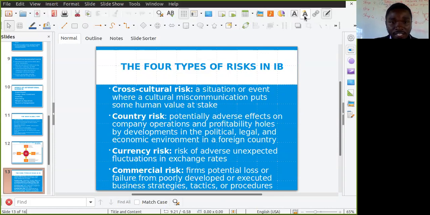The second risk is country risk. Potentially adverse effects on company operations and profitability caused by developments in the political, legal, and economic environment in a foreign country. We have seen up to this point that the political structure of a given country is going to determine how well a firm can operate in a domestic environment or a foreign environment. And this becomes a risk. For example, when Coca-Cola was abolished in India, this was as a result of the political regime that was being carried out during that period.